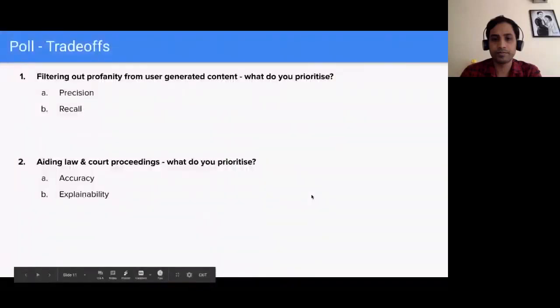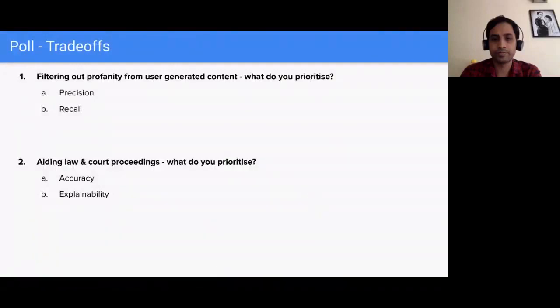The first one was, if you're talking about filtering out profanity, profane content, like cuss words, from user-generated content, what do you prioritize, precision or recall? Or maybe there are images which are pornographic in nature. In this case, we would definitely prioritize recall, because if any of this content goes out, it leads to a lot of PR disaster.